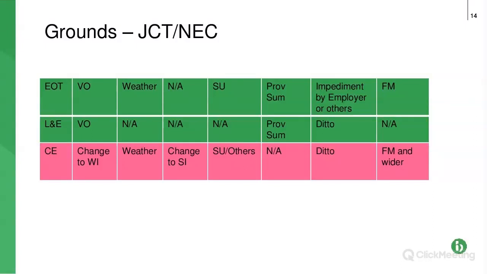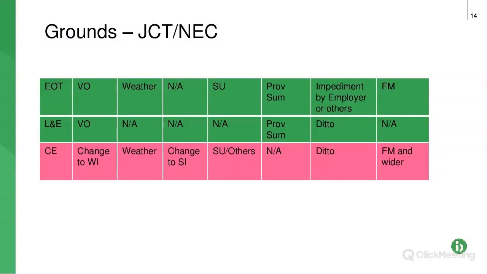And this is what I mean by the sort of hybrid way in which JCT deals with it. It's sort of a compromise. You get the extra time, so you get relief from paying liquidated damages, but contractor, you have to bear your own costs on the site. So it's a bit of a sort of halfway house.